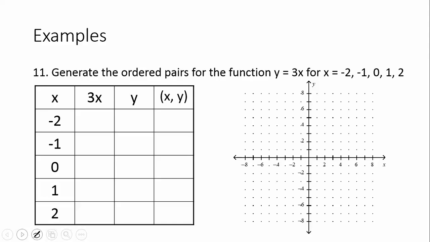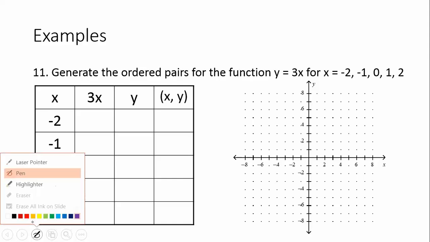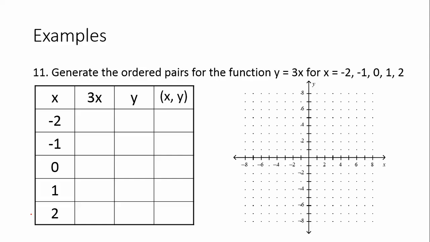Let's look at some functions that we actually need to graph. When you're graphing a function, you're plugging in x values and then getting an output. So for this example, it says generate the ordered pairs for the function y equals 3x, when x is -2, -1, 0, 1, and 2.